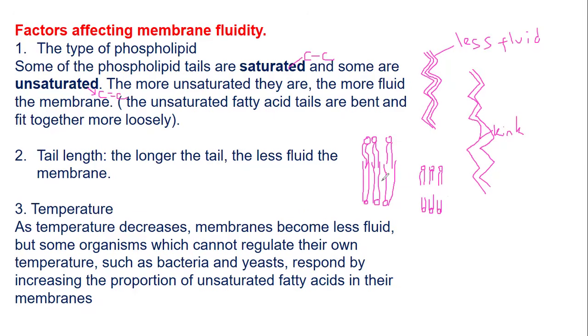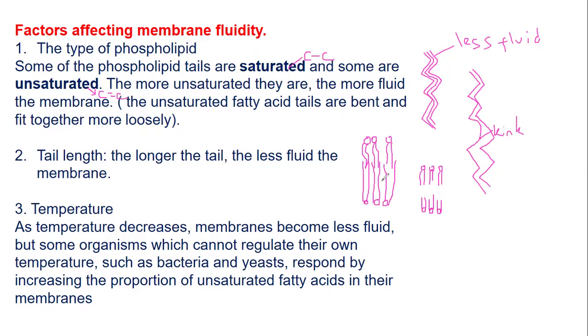We also have temperature. Temperature also affects the fluidity. Remember, when temperature increases, kinetic energy of the molecules also increases. So usually when temperatures are high, the membranes are more fluid. But when the temperatures are low, it means the phospholipids are going to have less kinetic energy. And then eventually the cell surface membrane is going to be less fluid.